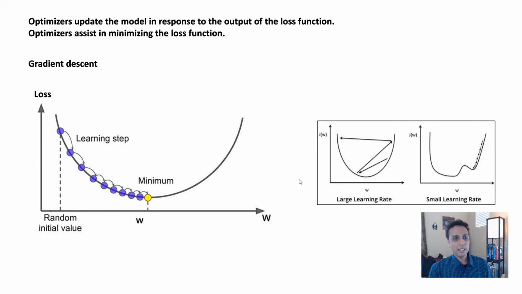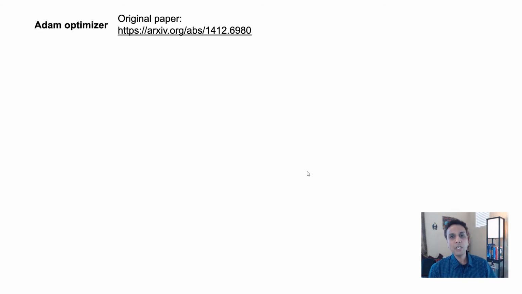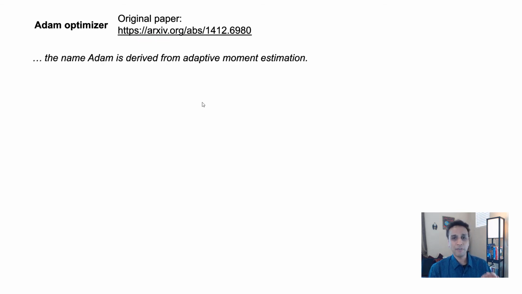Now, gradient descent is an older version, and there are many newer ones. I'm going to talk about only one, Adam, because this is the one that is very common nowadays. Okay, so Adam optimizer, here is the link to the original paper. Very insightful if you can read the whole thing. There's a lot about this, I'll just summarize a few things. First of all, Adam stands for adaptive moment estimation.